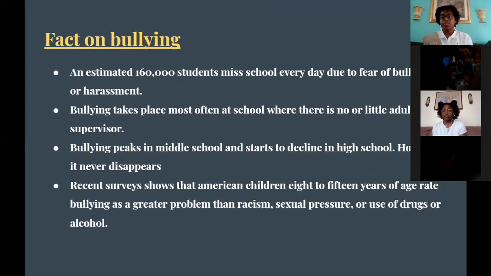Okay, so off of the facts of this, you can read it, but I'm only going to read one fact that stood out to me, was the one that says, recent studies show that American children 8 to 15 years of age range bullying as a greater problem than racism and sexual pressure or use of drugs. That one was different for me because I never really looked at bullying that way. And since it's another issue that they don't address, you don't know that it's greater than that. Which really interests me about that fact.